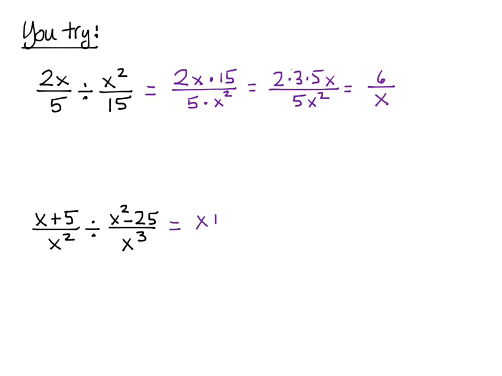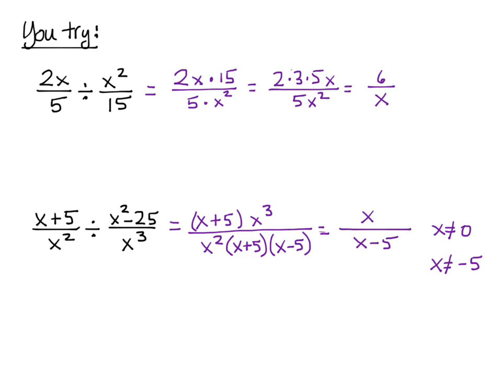So I'll just show the answer in the interest of time. X plus 5 times the denominator here. I'm going to take the x squared, factor the denominator, and then that's x over x minus 5, which is what you said. So your domain restrictions here, remember you had x's in the denominator, so x can't be 0 here, and you also have an x plus 5 that you canceled out, so x does not equal negative 5 is your other domain restriction. And then, of course, x can't equal 5, but that's implied already.